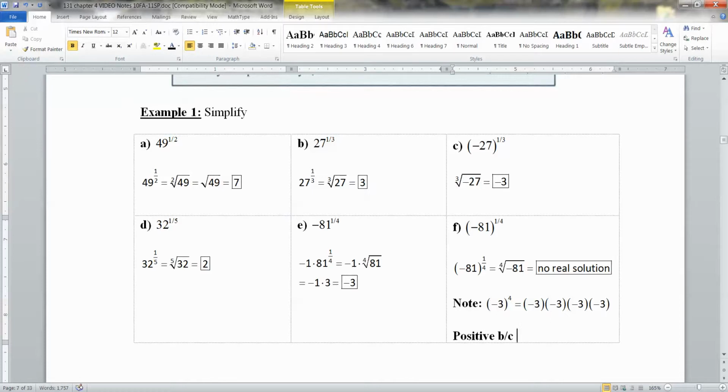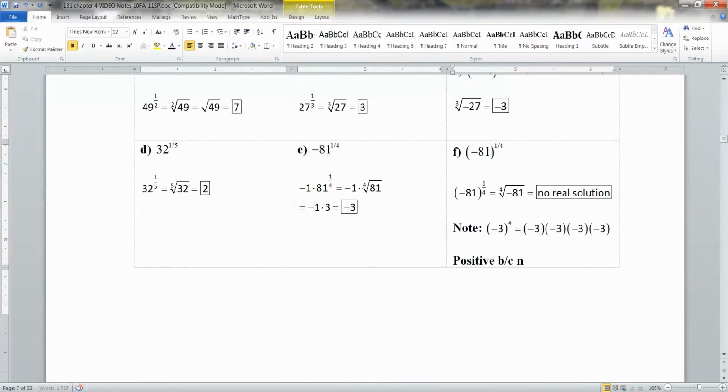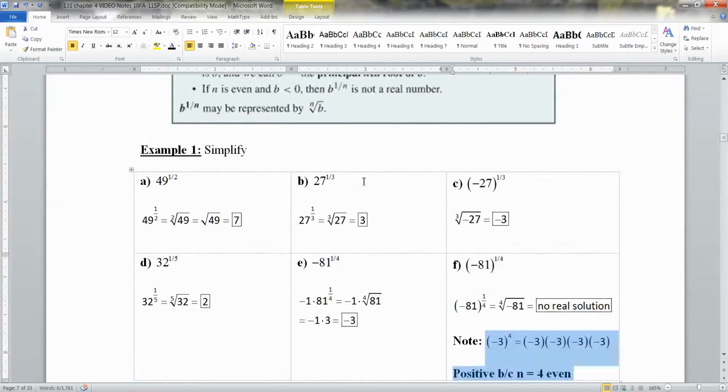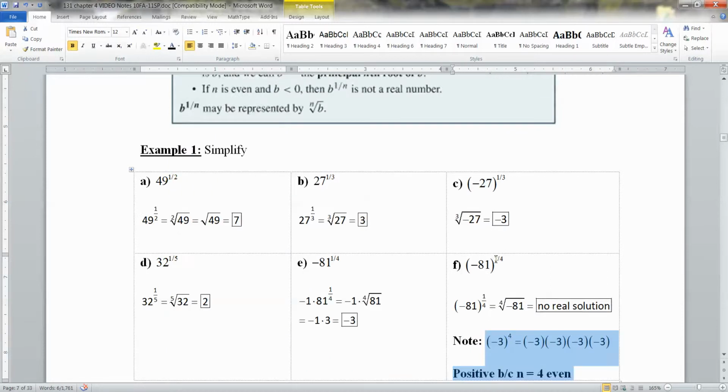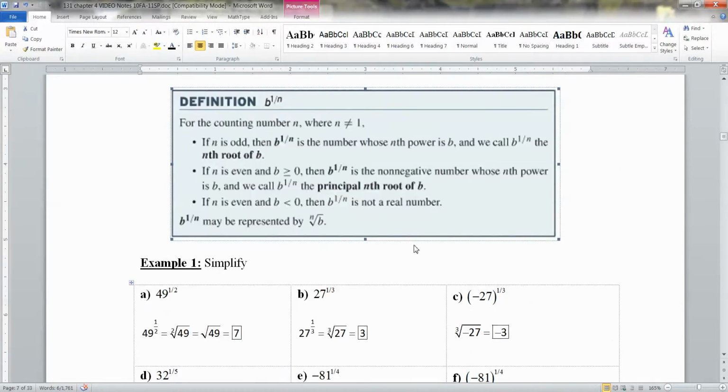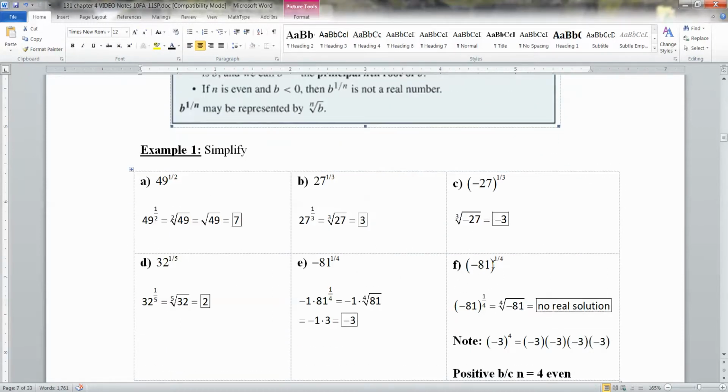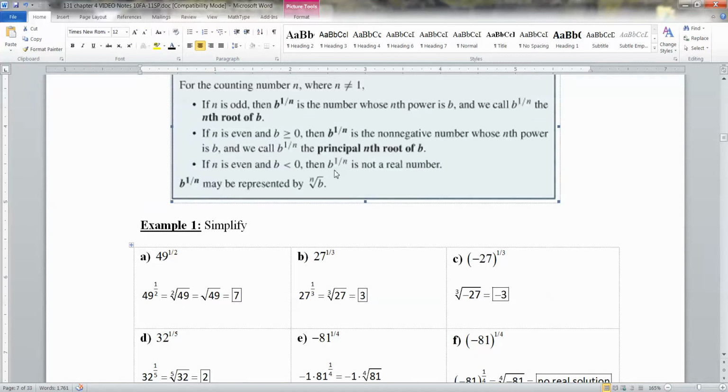Because, what is it, K? I think N. N equals 4 is even, okay? That's why the author says, if N is even, like it is right here, 1/4, 4 is even, and B is negative, like it is right here, -81, then B to the 1 over N is not real. It's not going to exist.